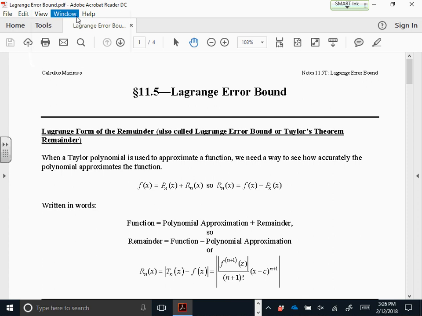Okay, good afternoon. Today we're going to talk about the Lagrange error bound. You all should have a handout to take notes in, so I'll save you some writing today.